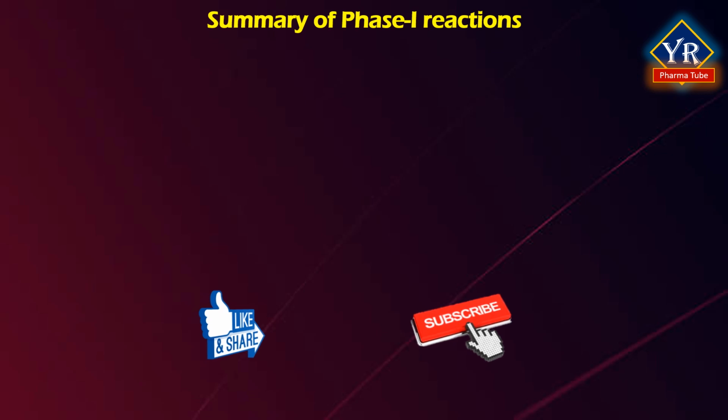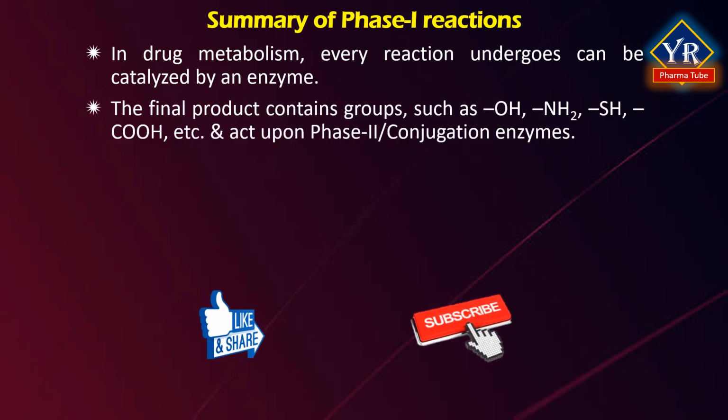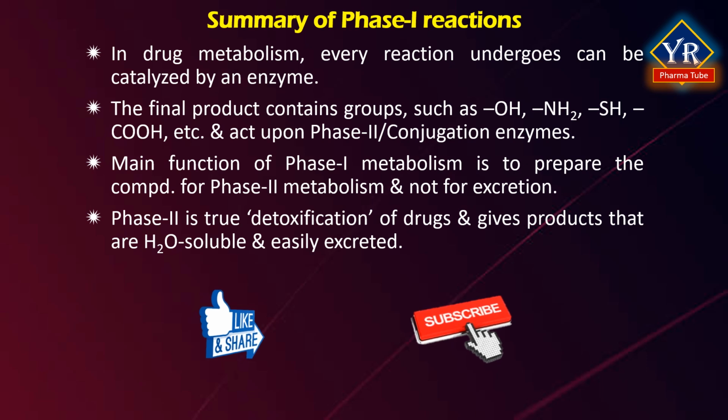Summary of phase 1 drug metabolism. As discussed in the previous videos of drug metabolism, virtually every possible chemical reaction that a compound can undergo can be catalyzed by the drug metabolizing enzyme systems. In most cases, the final product contains a chemically reactive functional group such as hydroxy, amino, thiol, carboxylic acid, etc. And thus, as we shall see in the future videos, it is in the correct chemical state to be acted upon by the phase 2 or conjugative enzymes. Indeed, it is recognized that the main function of phase 1 metabolism is to prepare the compound for phase 2 metabolism and not to prepare the drug for excretion. Phase 2 is usually the true detoxification of drugs and gives products that are generally water soluble and easily excreted.